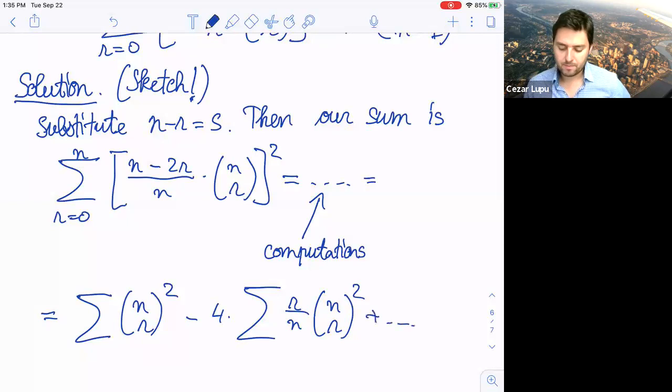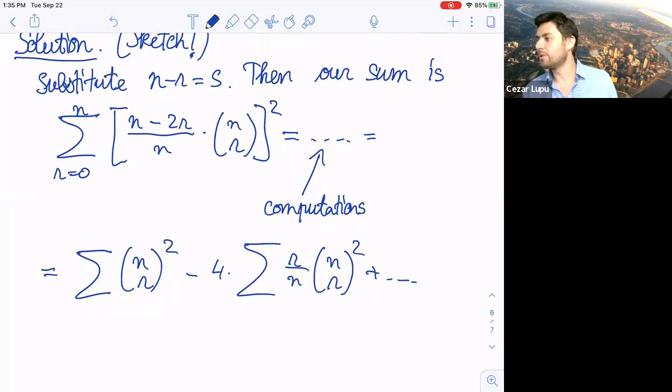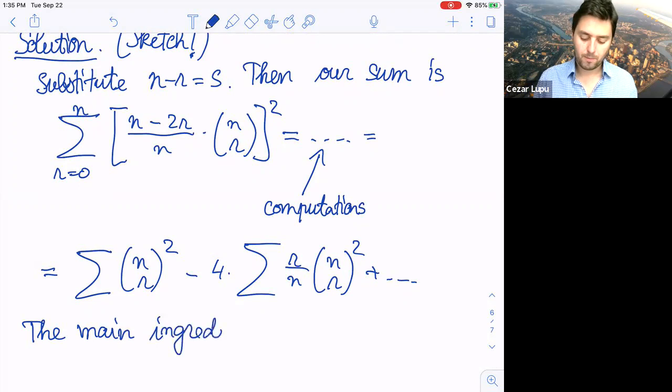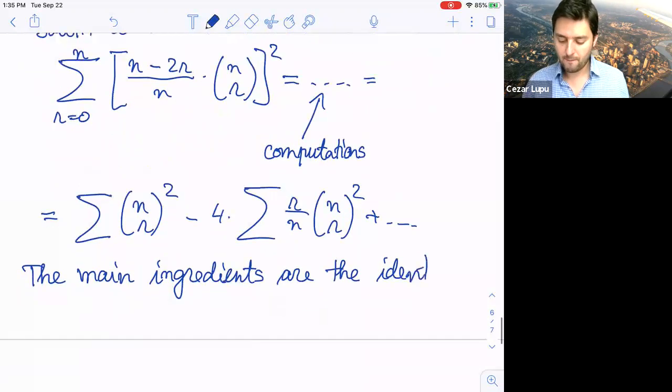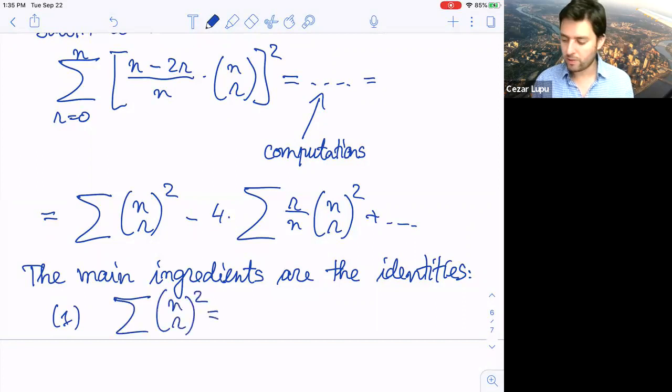Anyway, at some point, once you do the computations, the main ingredients here were the following two identities. One of them is the Vandermonde identity. Well, let me put one, which is the sum, this sum of n choose r squared. You already know what this is. This is 2n choose n.